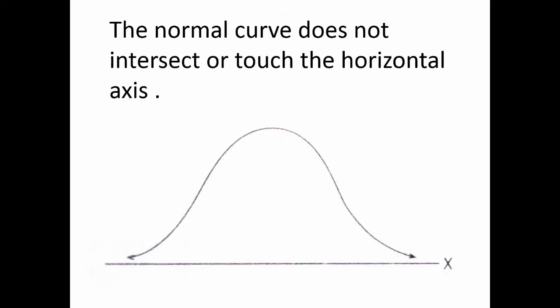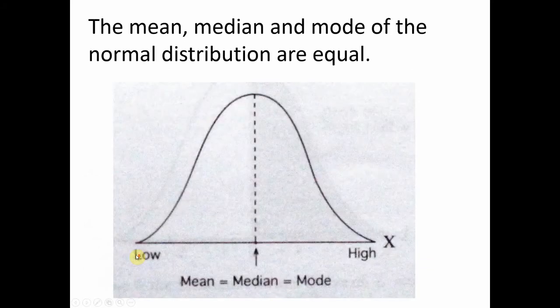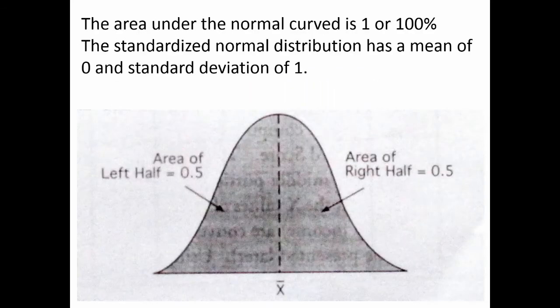The normal curve does not intersect or touch the horizontal axis. As we go to the right side or to the left side, it will not touch the x-axis. If the mean, the median, and the mode are equal, then we have normally distributed data, as shown in the presentation. The total area under the normal curve is 1. One half is 50% or 0.5, and the other is 0.5.